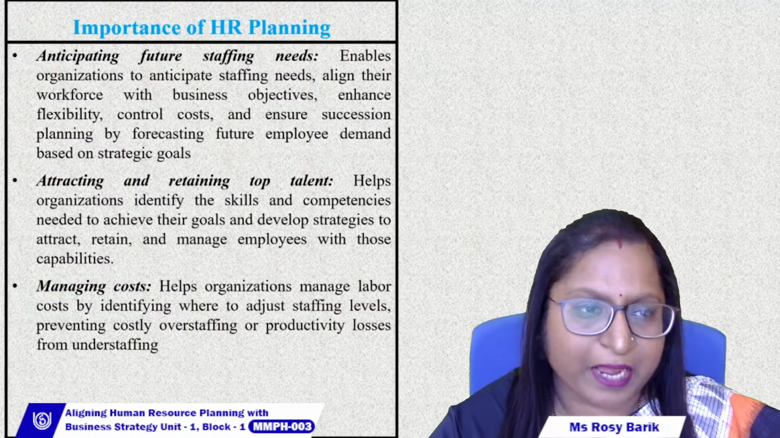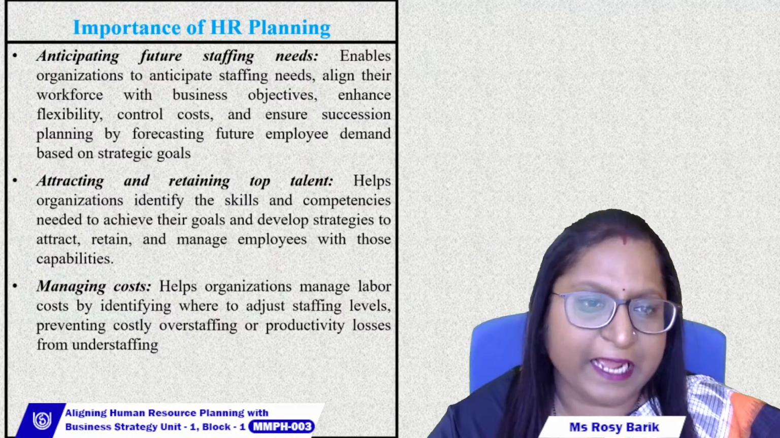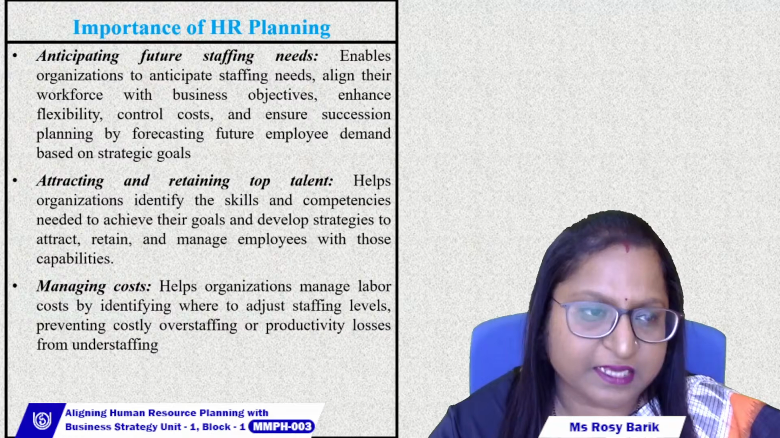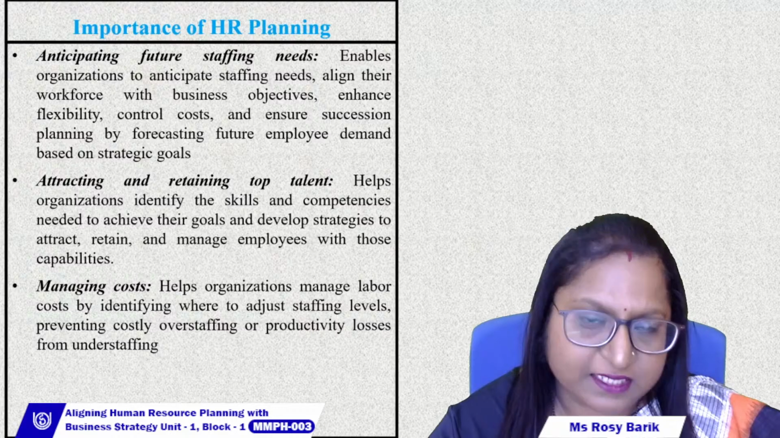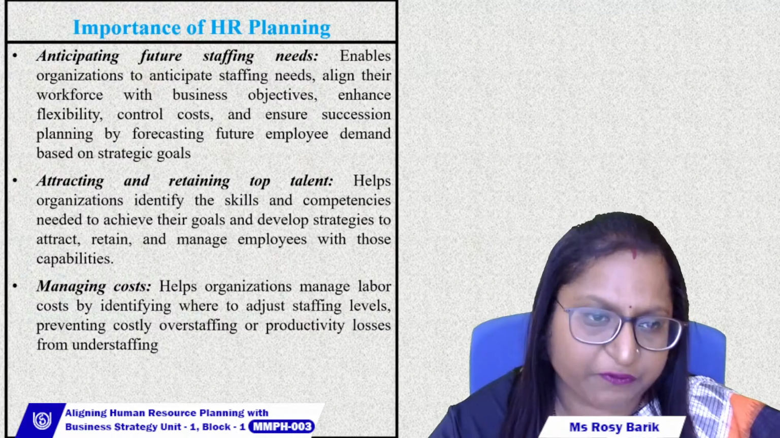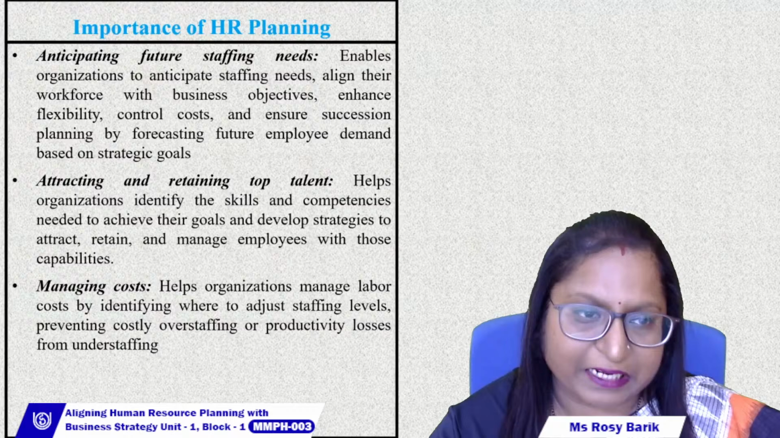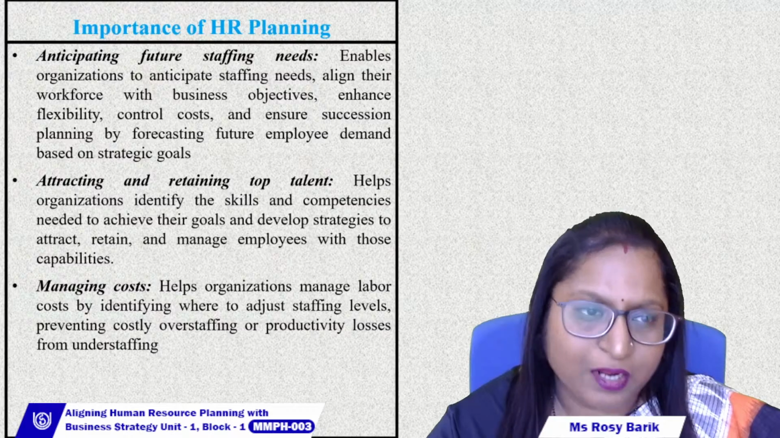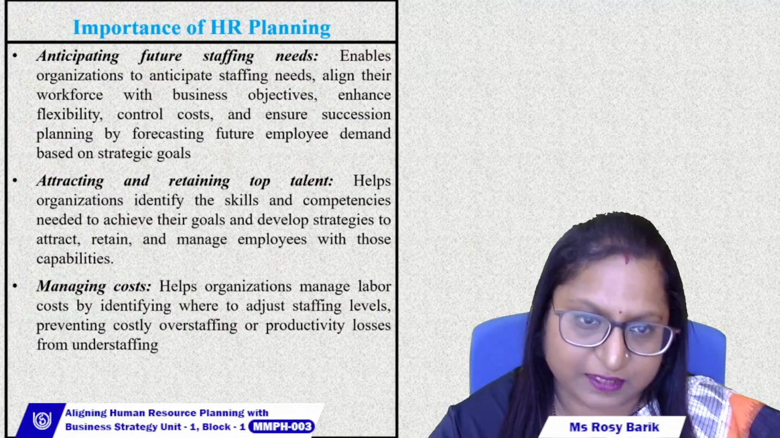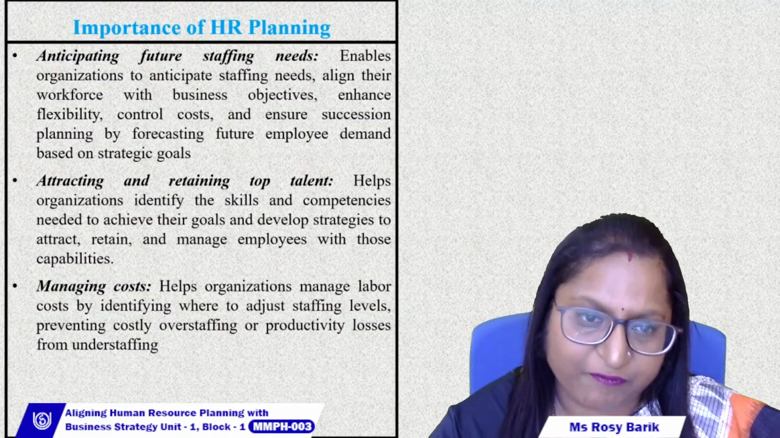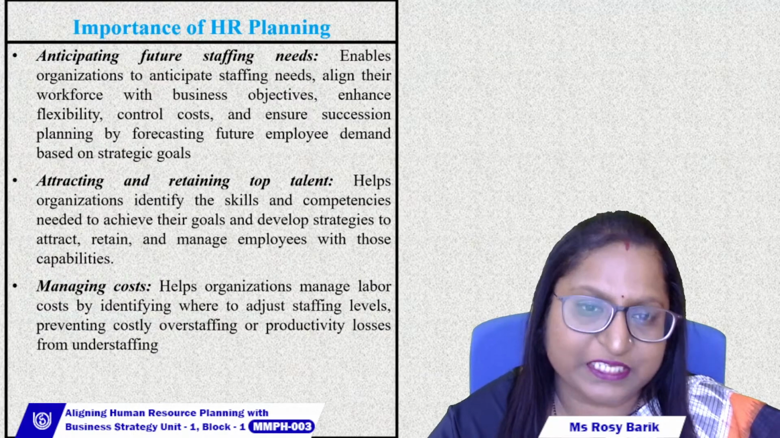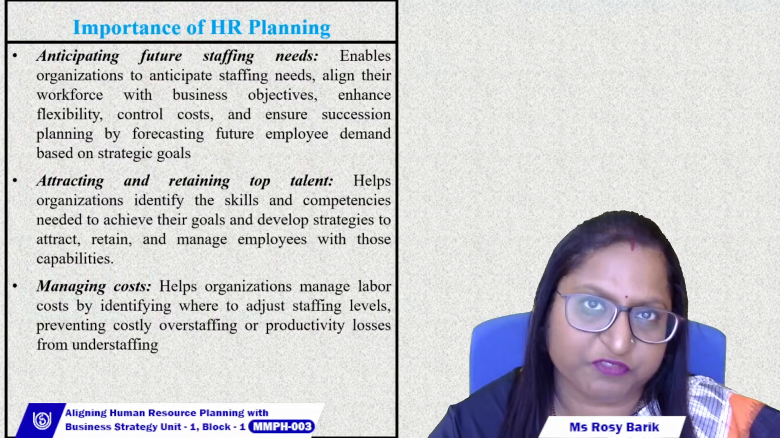Now, coming to managing costs. Here, it helps organizations to manage labor costs by identifying where to adjust the staffing levels, preventing costly overstaffing and productivity losses from understaffing. Here, managing cost represents how to optimally utilize staffing resources, where there is overstaffing, where there is understaffing, which helps to minimize the cost of the organization.